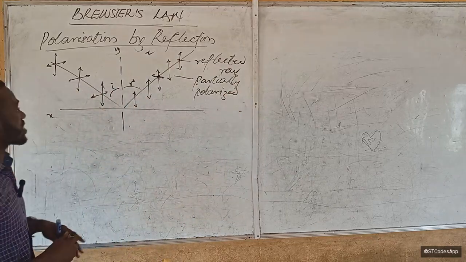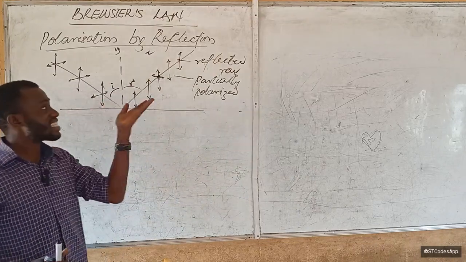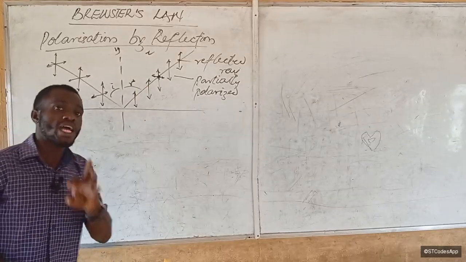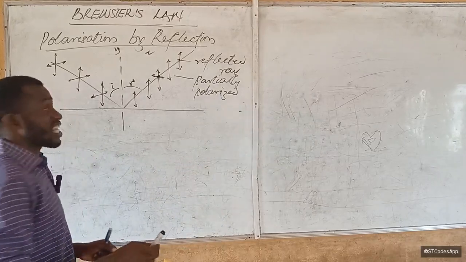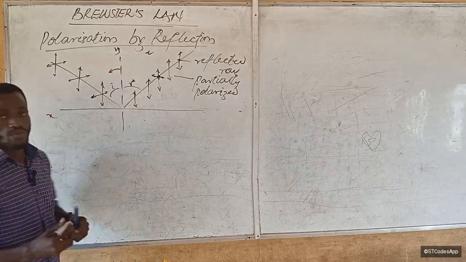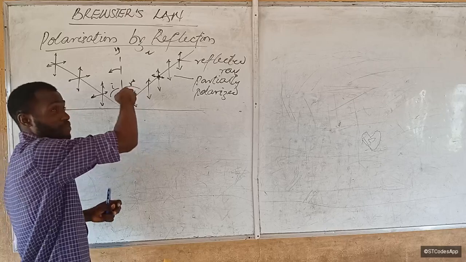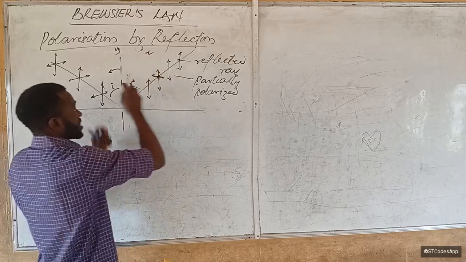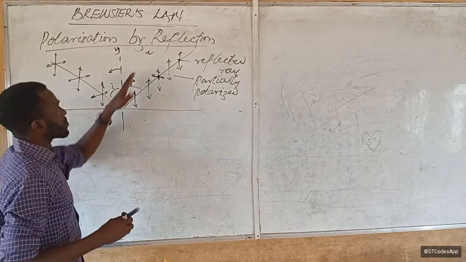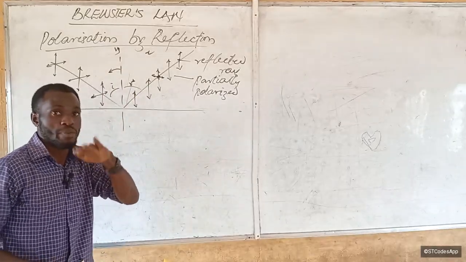But if it doesn't have any of the oscillations in the z-axis any longer, then we say it has undergone full polarization. Now, how does it undergo full polarization? Experimentally, it has been shown that as you keep increasing the angle of incidence, as the rays are being reflected, a time is going to come where, first, they will be polarized partially and partially and partially.